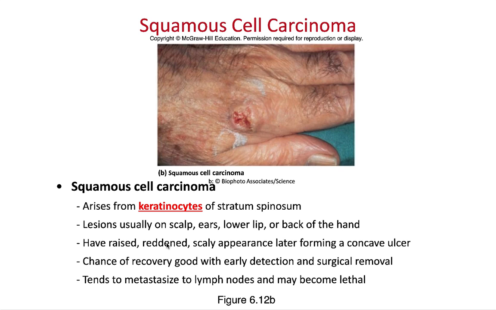Squamous cell carcinomas, though, on the other hand, are a little bit more serious. Instead of originating at the stratum basale, these cells come from keratinocytes within the stratum spinosum. These cancers are more pronounced. They grow a little bit faster than the basal cell carcinomas. Notably, they have a concave ulcer in the center. A key characteristic that differentiates them is that concave ulcer.